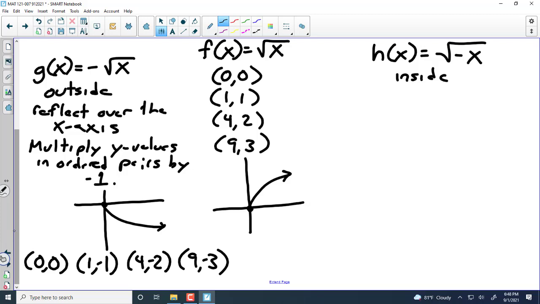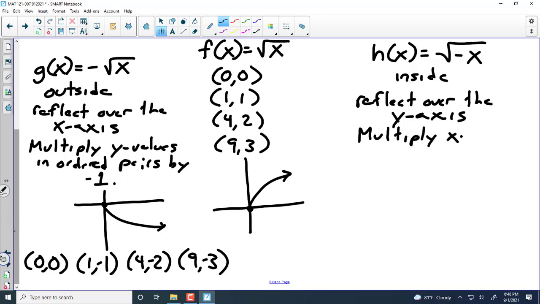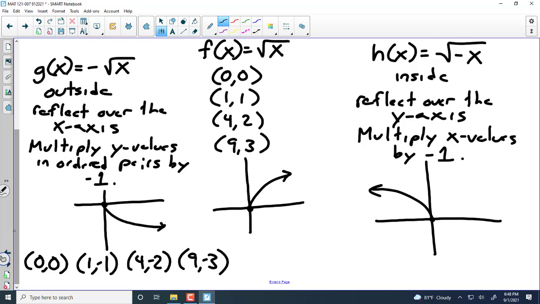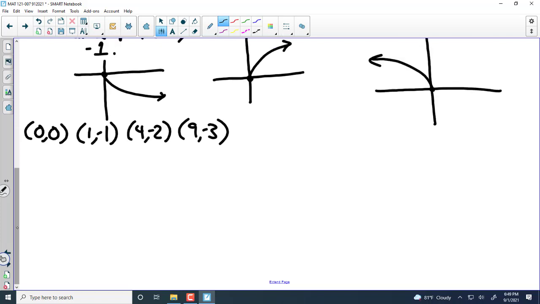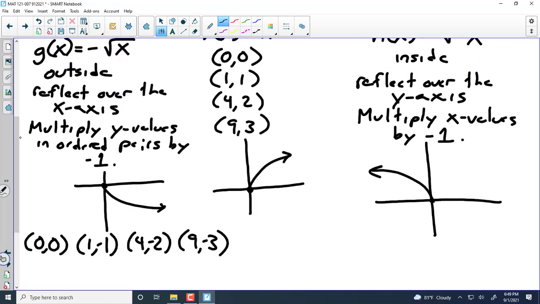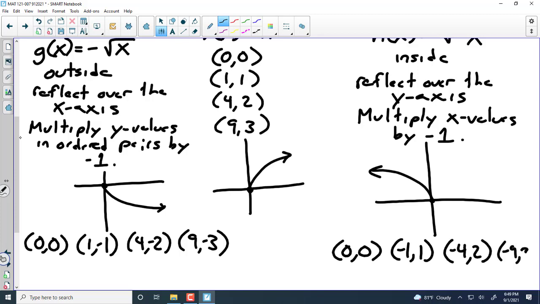Over here, just the opposite. Here, you're going to reflect over the y-axis, but you multiply the x values by -1. You do this right, the entire original square root graph will flip over to the other side of the y-axis, and your new ordered pairs for this sucker, just need a little bit more room here, your new ordered pairs will look like this: 0, 0, -1, 1, -4, 2, -9, 3.